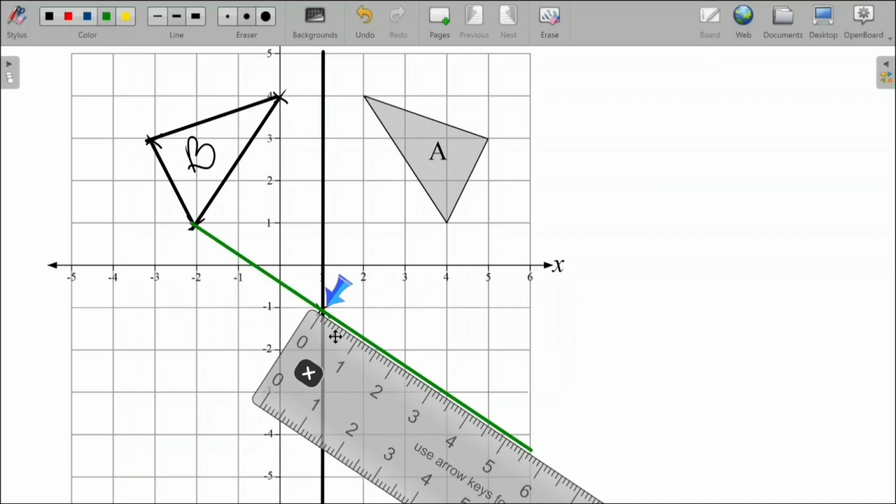So we pick the ruler. We find 3.4 on the line away from the center of rotation. This is 0, this is 1, this is 2, this is 3, this is 3.4. It has to land on an intersection of the vertical and the horizontal lines on the grid. So the point is here. We'll mark this point.